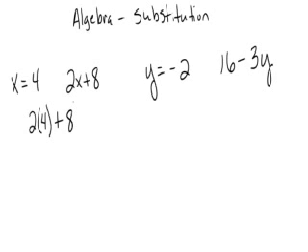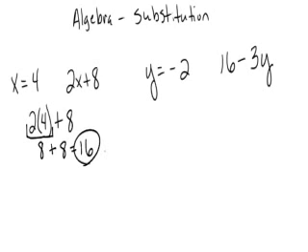Then I'm just going to follow order of operations, and order of operations says that you multiply before you add. So 2 times 4 is 8. Bring down the rest of the problem, and 8 plus 8 is 16. So that's my answer.